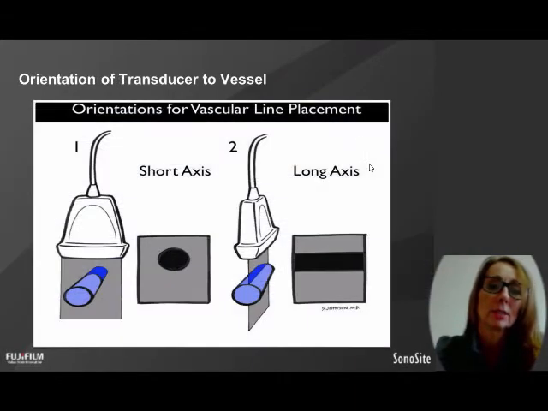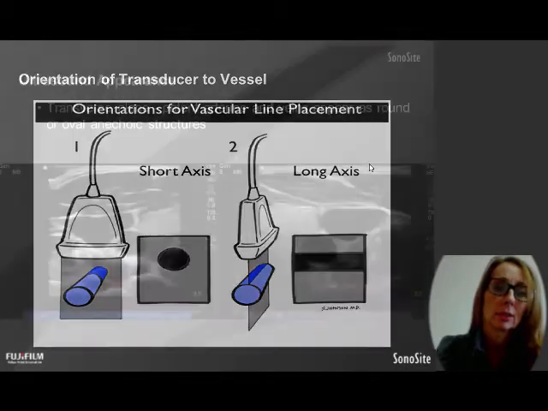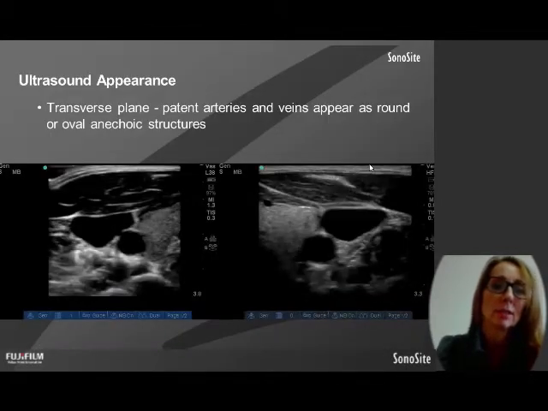So the orientation of the transducer to the vessel, there's a short axis and the long axis. So the short axis, basically, short axis is also known as transverse. Any patent arteries and veins appear as round or oval anechoic structures. So you can see here there's a couple of black vessels.